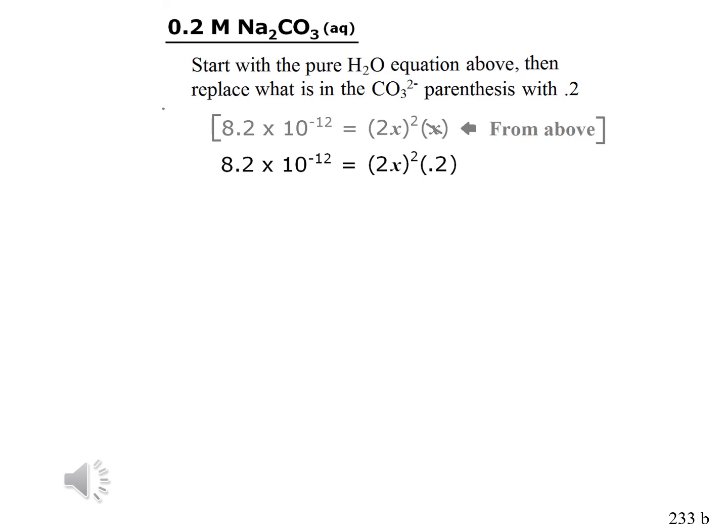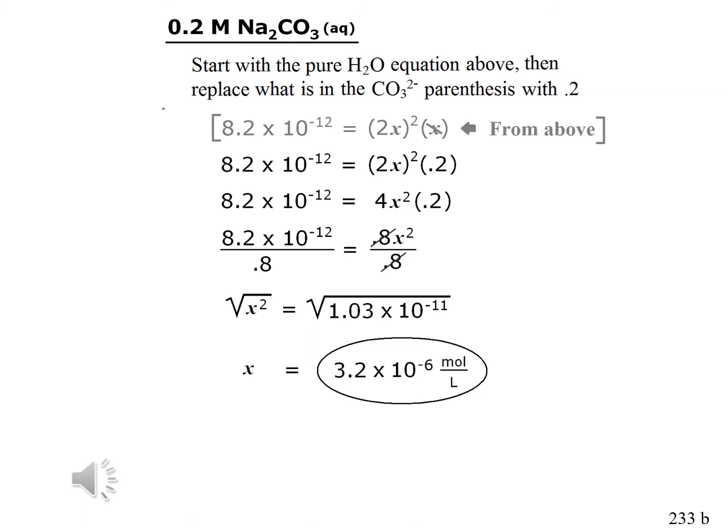If you start with the pure water case and then find the parenthesis that corresponds to carbonate, cross out whatever is inside of it, and plug in the amount you're given. You can leave the other parenthesis alone, and then if you solve for x, you'll get the new solubility. When you expand it this time, the 2x quantity squared comes out to be 4x squared, and you can then complete the problem by solving for x. So I multiply 4 times 0.2, divide both sides by 0.8, take the square root, and x gives you the solubility in the common ion.